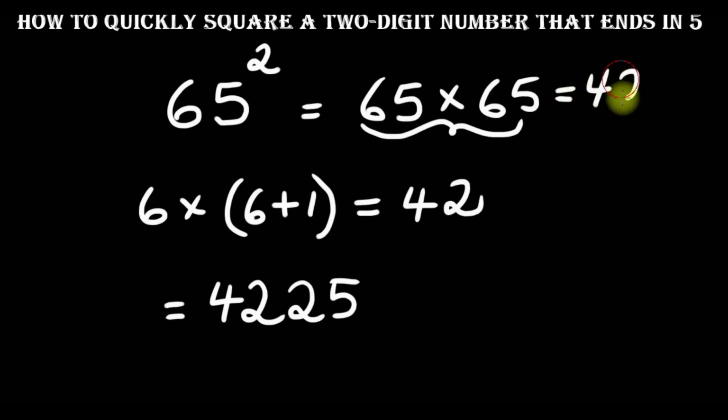If you were to do this the long way, it's going to take you some time, but you're going to get 4,225. So that's how you can quickly square a 2-digit number that ends in 5.